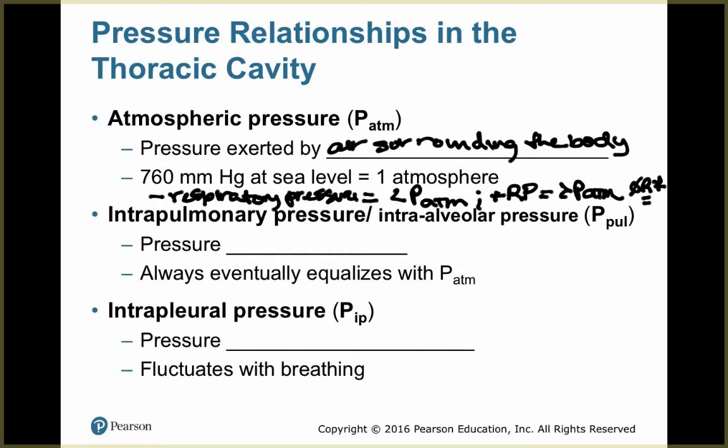Now, that's if you're talking about the air surrounding the body. The next pressure we could talk about is called the intrapulmonary pressure, or the intra-alveolar pressure, which is PPUL. And this is the pressure where, do you think? In the alveoli. This pressure eventually equals out with PATM, and this basically fluctuates with breathing.